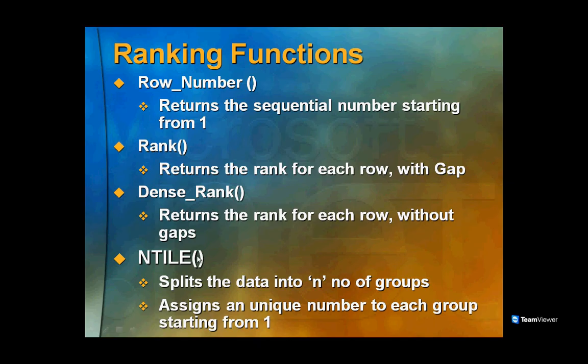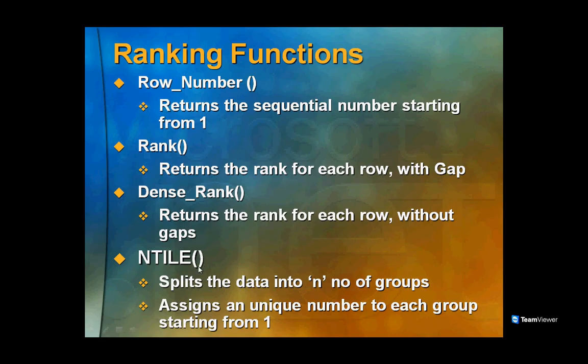So when you have the account master table having, say, 1,000 rows, split into two groups, the group number one will get 500 rows with the number one, and the remaining 500 rows will get a group number 2. That is what Ntile does: it splits the entire data into n number of groups.